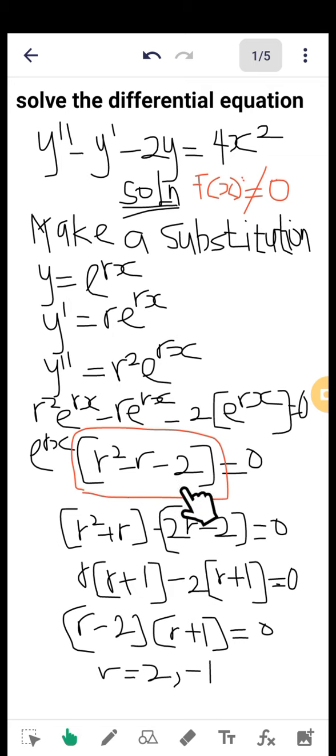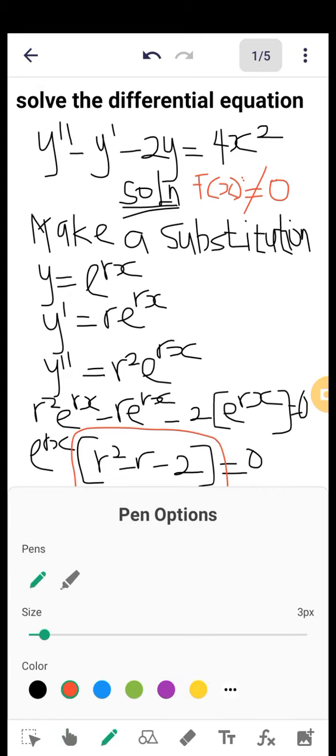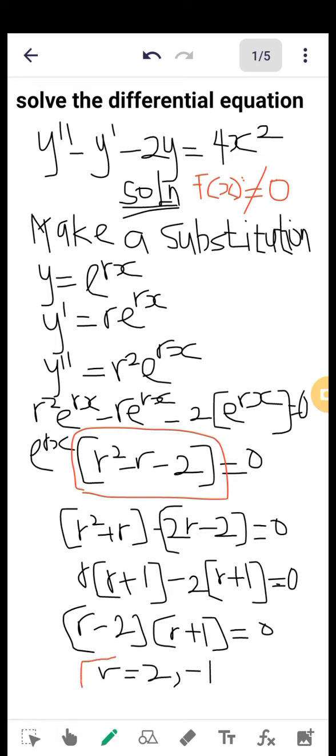Two numbers that when multiplied give negative 2, and when added give negative 1. So I did that, and I had r equal to 2 and minus 1. So it can be seen clearly that my values of r are 2 and minus 1. They are real and distinct.